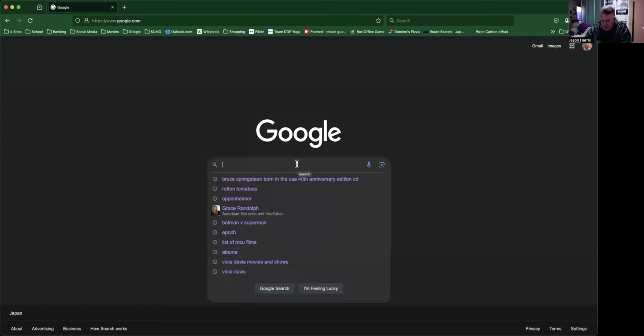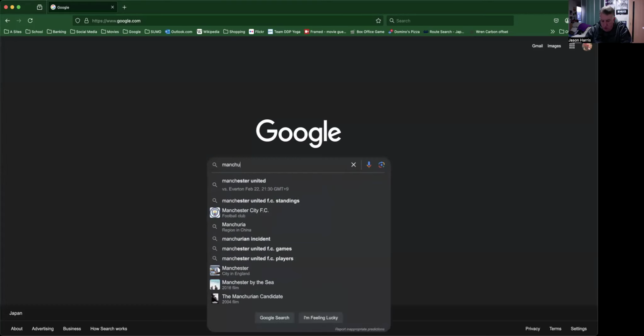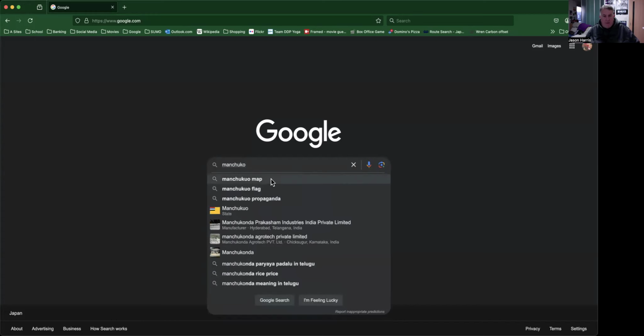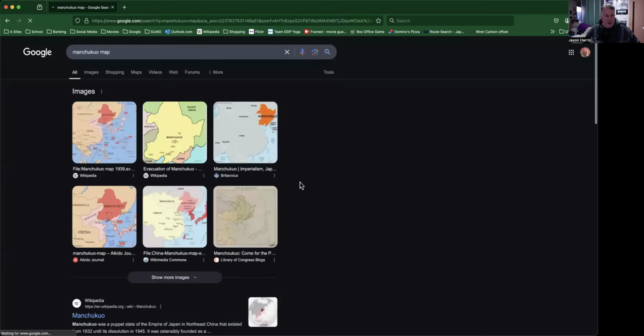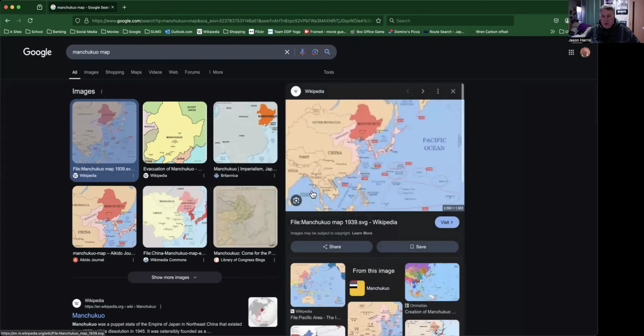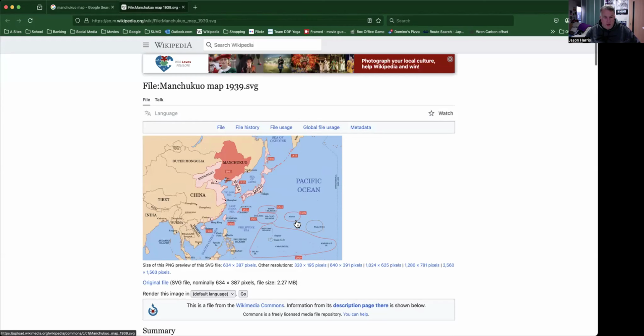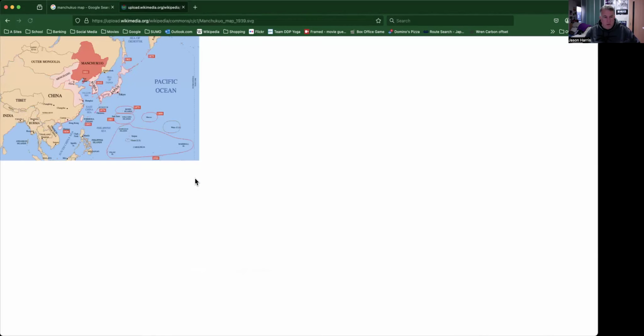Okay, let's do Manchuria, or let's do Manchukuo, which is what the Japanese started to call this area. Here's a good one. Okay, can I make it bigger? Yeah. Okay, can I make it even bigger? No, maybe not bigger than that.